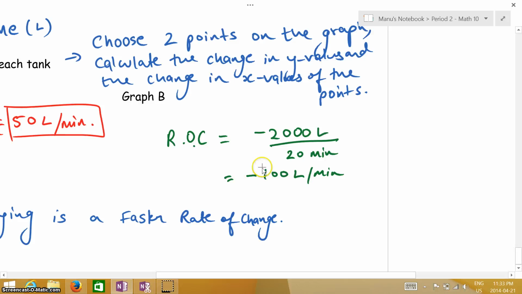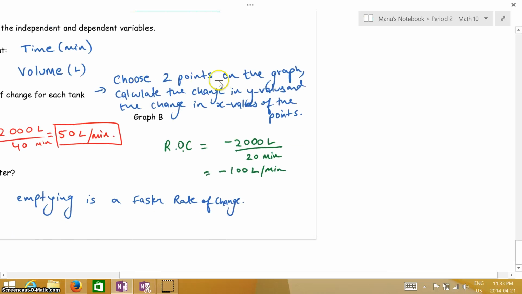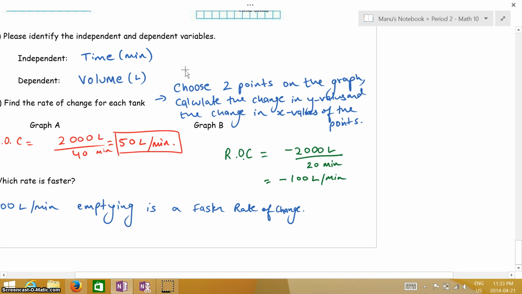What the negative means here is that you're losing water at the rate of 100 liters per minute, whereas in the other example on this side we had a positive 50 liters per minute. That just meant that we are filling the tank at the rate of 50 liters per minute.